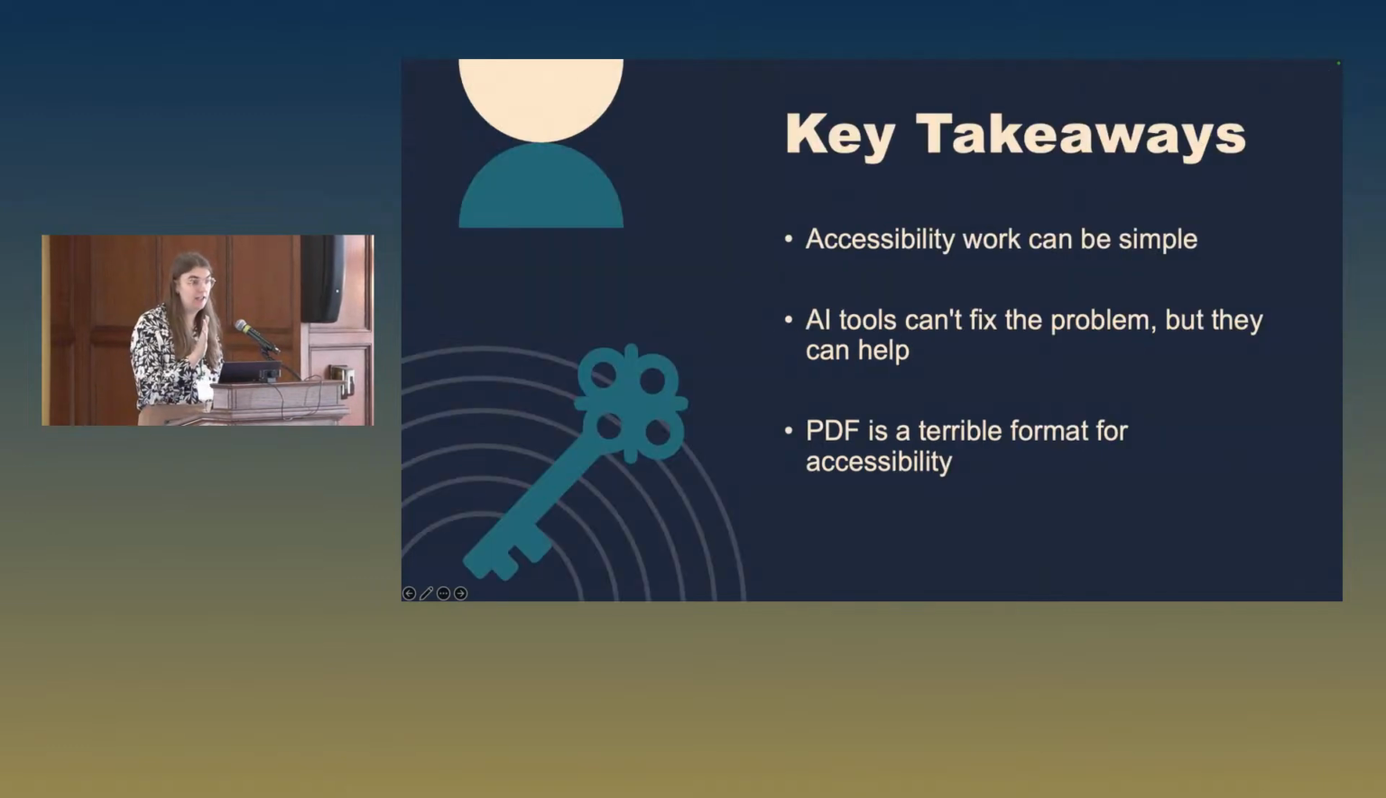Okay, here are the key takeaways you can think about during the presentation. Number one, accessibility work can be simple. Number two, AI tools can't fix the problem, but they can help. And number three, PDF is awful. And if the only thing people get from this talk is that you should think about moving away from using PDFs, I will feel very successful.